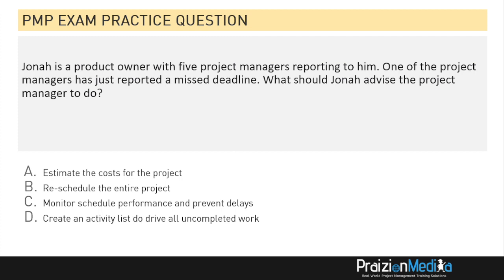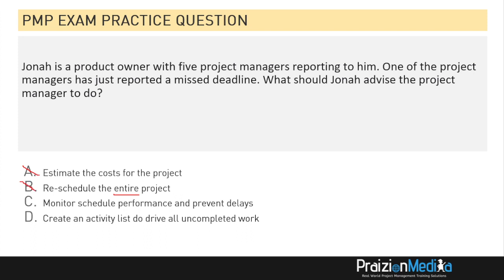Okay, so taking a look at the options here, there's some that are not bad things to do, but they've already been done. So estimate the cost for the project. That's already been done. Reschedule the entire project. Now that's a big statement. Rescheduling the entire project is quite a task. For missing a deadline, it's a bit far-fetched. For that reason, it's got to go.